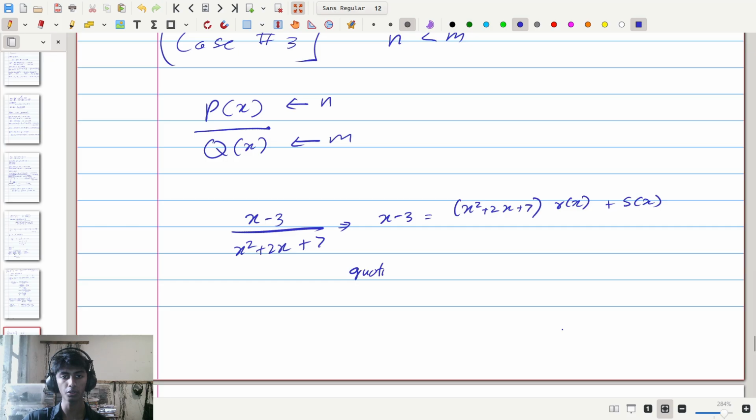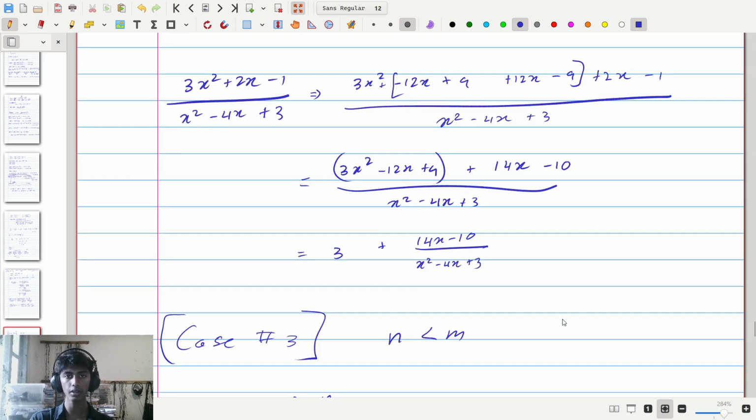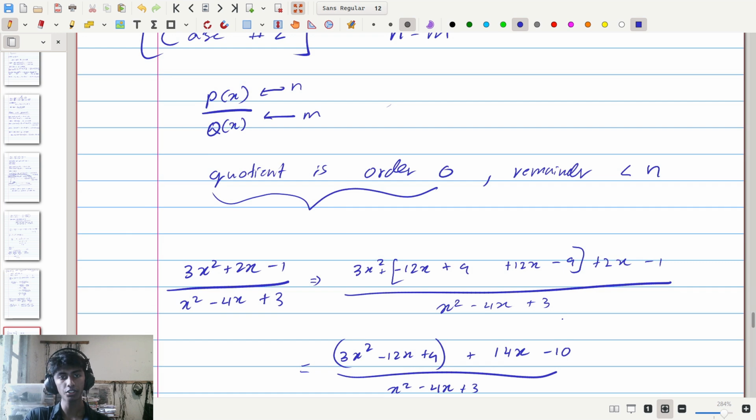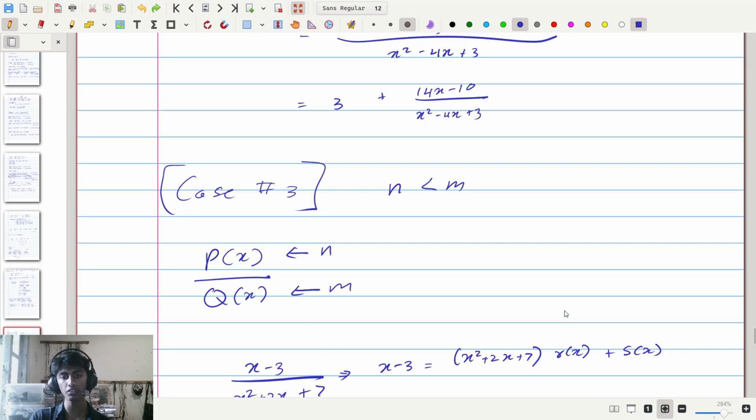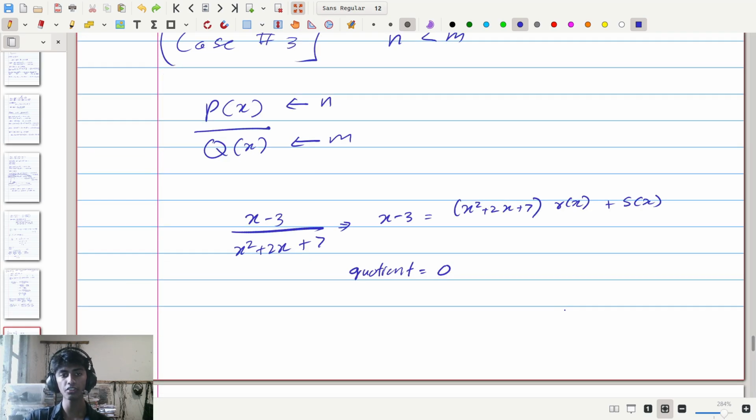So the quotient in this case is 0, not order 0. Recall, over here, the quotient being order 0 is what we had, so don't confuse it. When n was equal to m, the quotient was order 0, but in this case, when n is less than m, the quotient is literally 0.